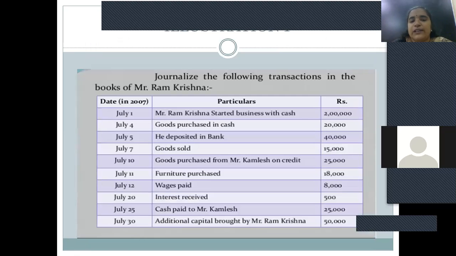Then next, on July 7th, there is goods sold. They have not told whether it is sold to a person on credit or anything. So if nothing is specified, we consider it as goods sold for cash. When you are giving it to somebody on credit, you are giving udhari, right? Then you write it specifically, to Kalmesh on credit, but here nothing is written. They are just saying goods sold. So we consider this as cash.